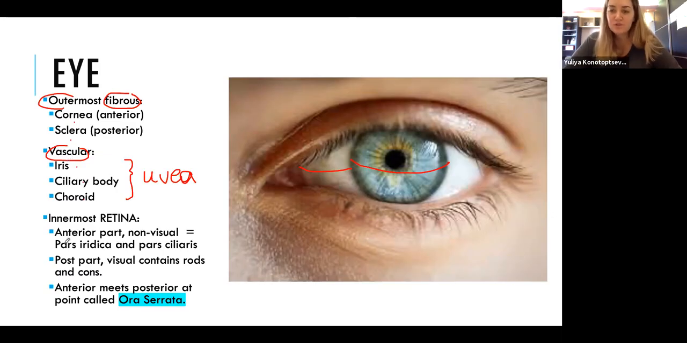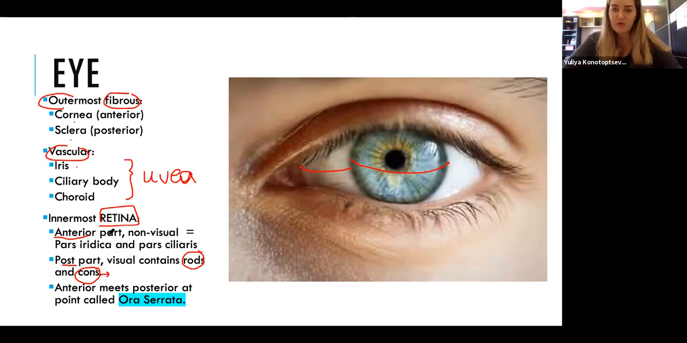And of course, the most important part of the eye is going to be the retina itself. Retina typically consists of two regions. We have the anterior part and the posterior part. The posterior part of the retina is, of course, the one at the back of the eye. This is the area which contains your visual neurons, like rods and cones. Maybe from first year, you remember that cones are for colorful vision, right? And rods are going to be for black and white kind of vision.